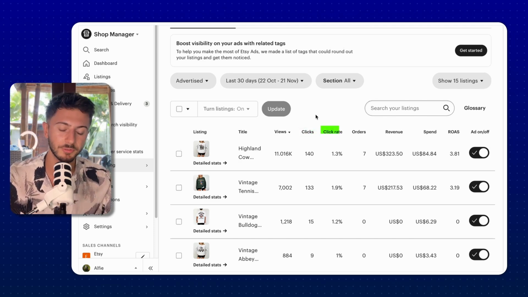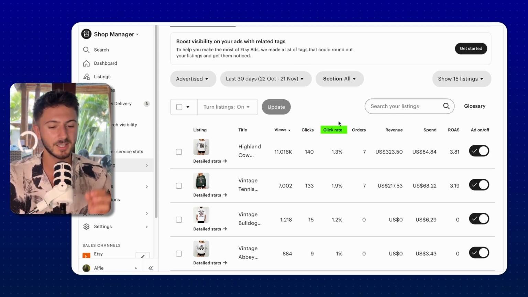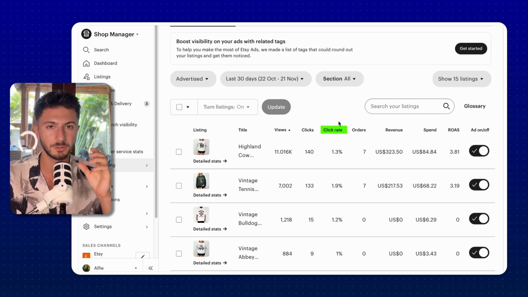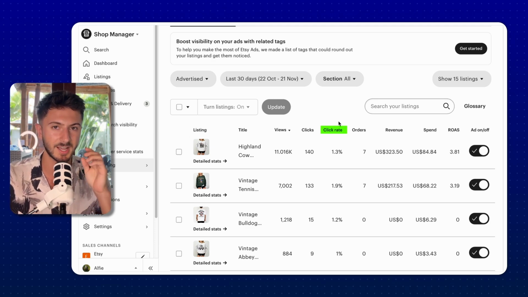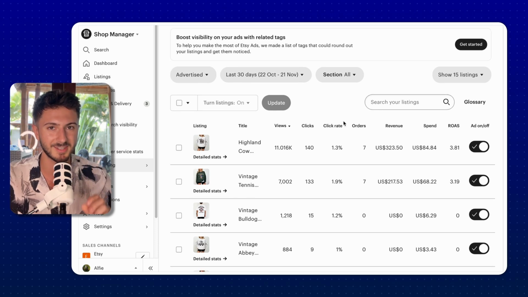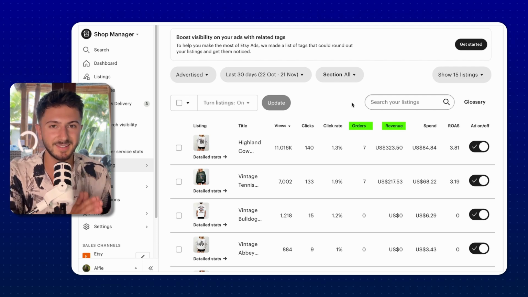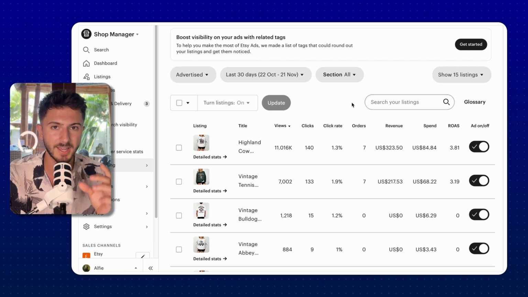So remember I said at the start, you're only spending your ad budget when somebody actually makes a click on your listing. Moving right again, you've got click rate. Now this is the ratio of people that have viewed your listing compared to people that have actually then clicked on your listing. So if you had 100 views and 1 click, this would give you a click rate of 1%. Moving right again, you've got orders and revenue. Now this is pretty straightforward. Again, this is Etsy ads specific orders and Etsy ads specific revenue for that given listing.